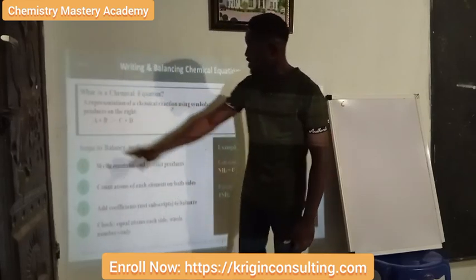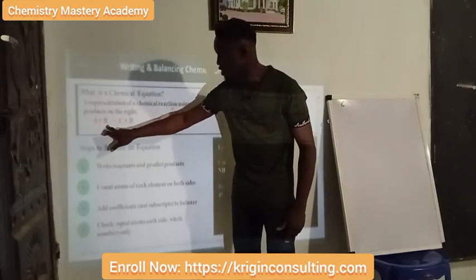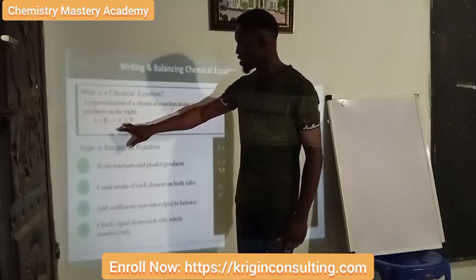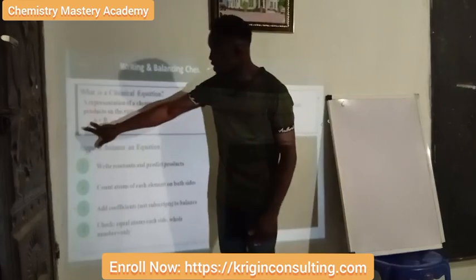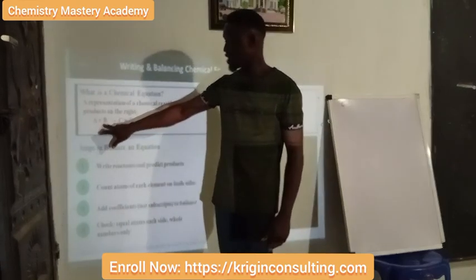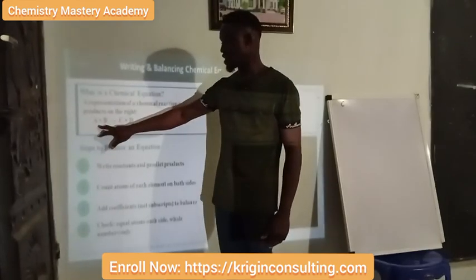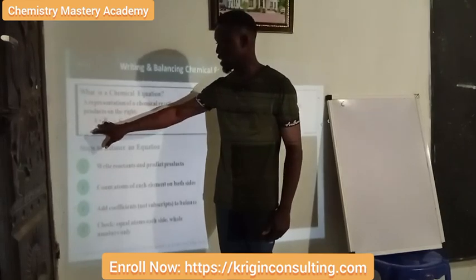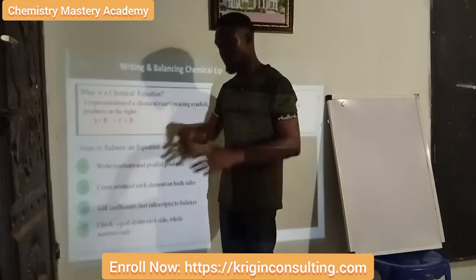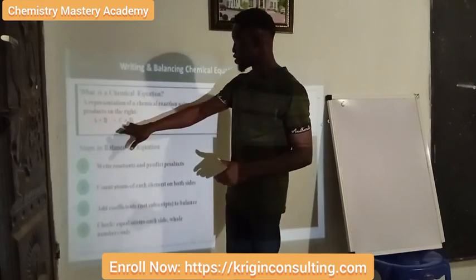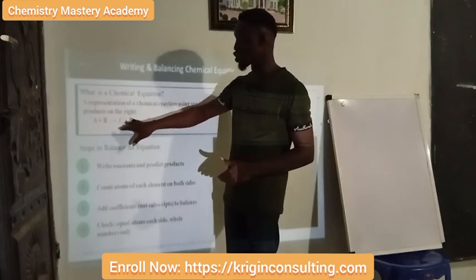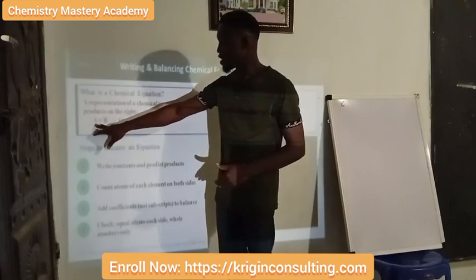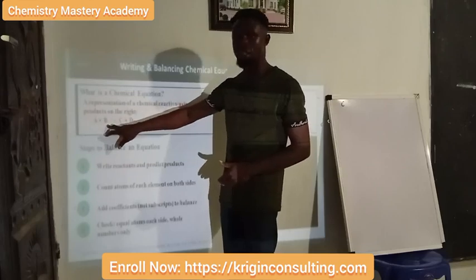In the left hand side, we have A plus B, which will now give us the product on the other side, the right hand side, which is C plus D. The ones on the left hand side are called the reactants. They are the substances that are reacting, that are being mixed together to form the right hand side, which is called the product side. So A is a reactant, B is a reactant.